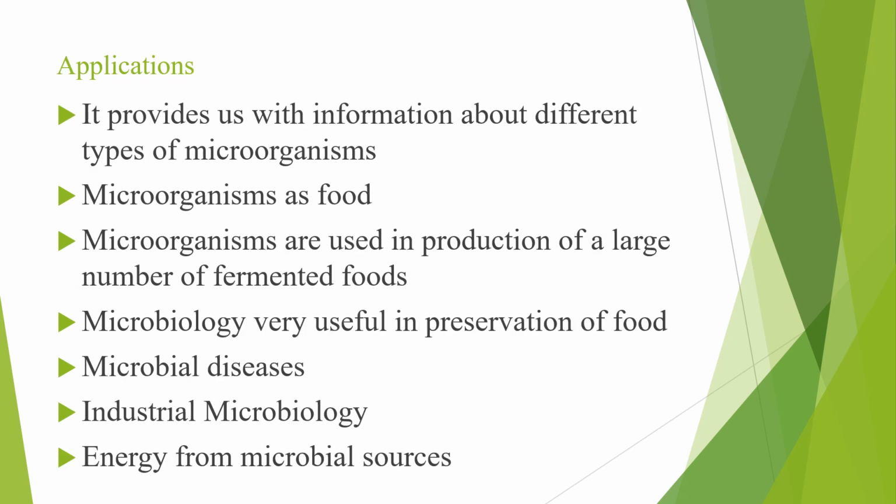Then coming to the applications of the science of food microbiology, it provides us with information about the different types of microorganisms. Next is microorganisms used as food. Microorganisms are used in the production of a large number of fermented foods. Microbiology is very useful in the preservation of food items. They are involved in many microbial diseases, industrial microbiology, and energy from microbial sources. What are the different areas of interest under the science of food microbiology, or what are the areas where we can specialize after studying food microbiology?